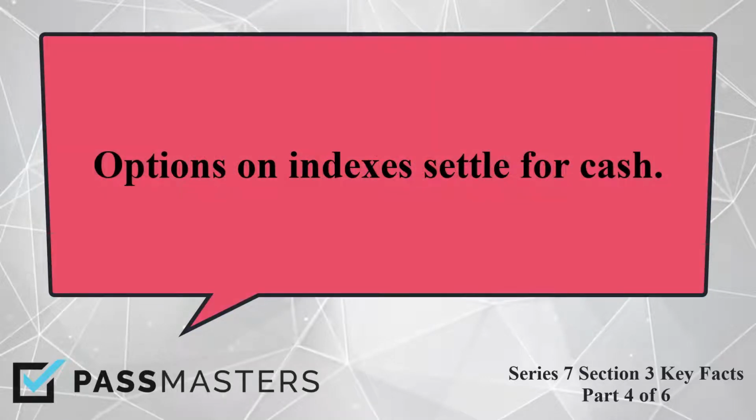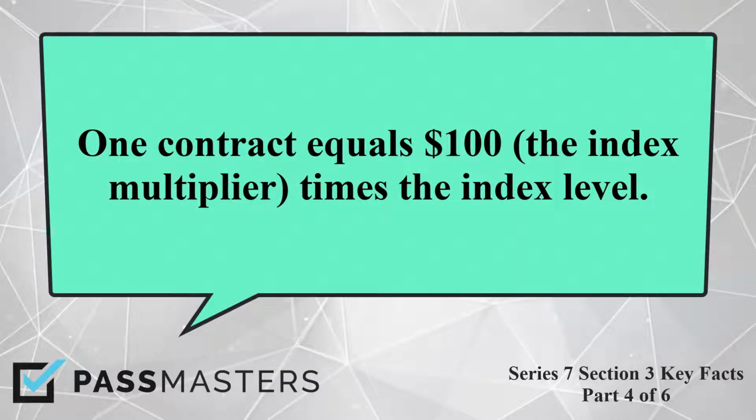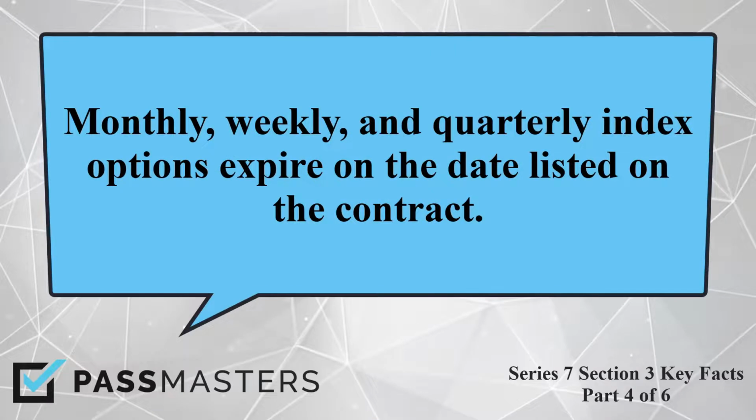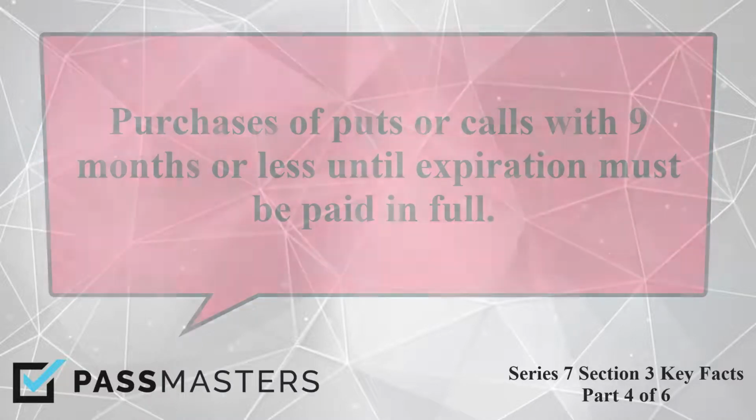Options on indexes settle for cash. One contract equals $100, the index multiplier, times the index level. Monthly, weekly, and quarterly index options expire on the date listed on the contract. Purchases of puts or calls with 9 months or less until expiration must be paid in full.